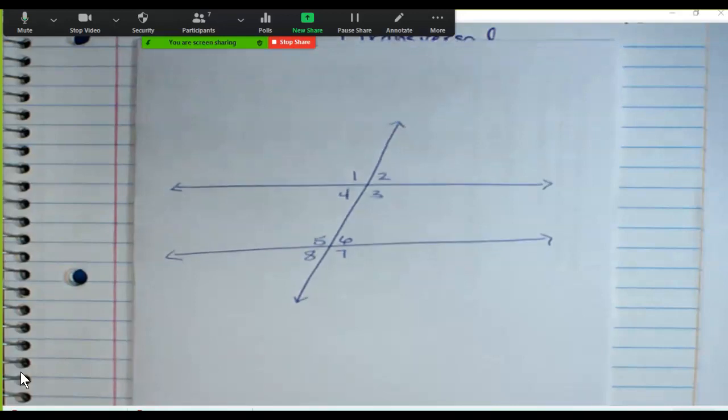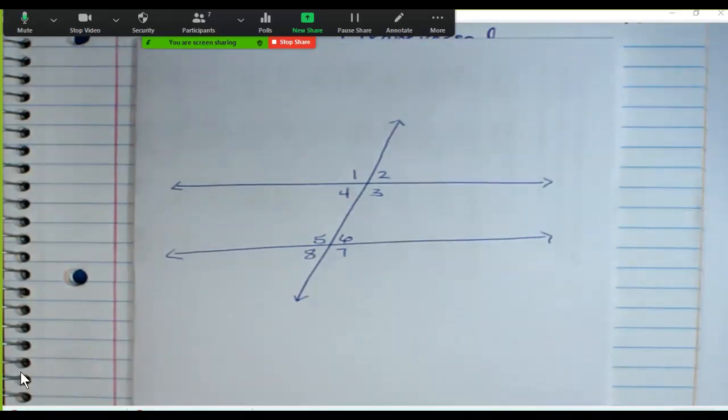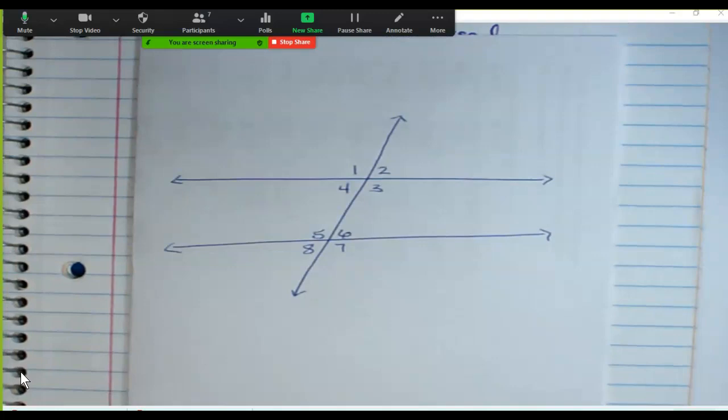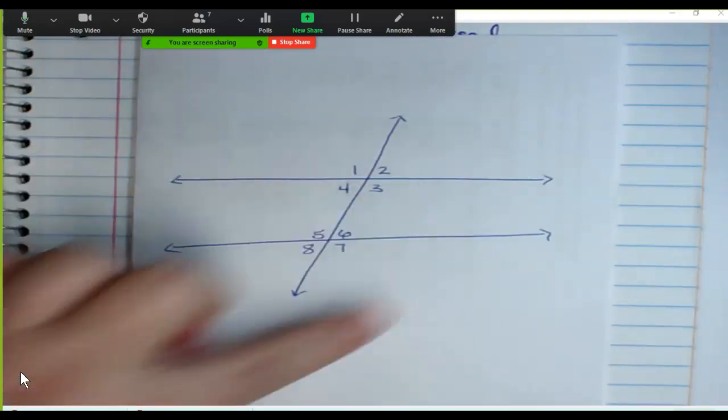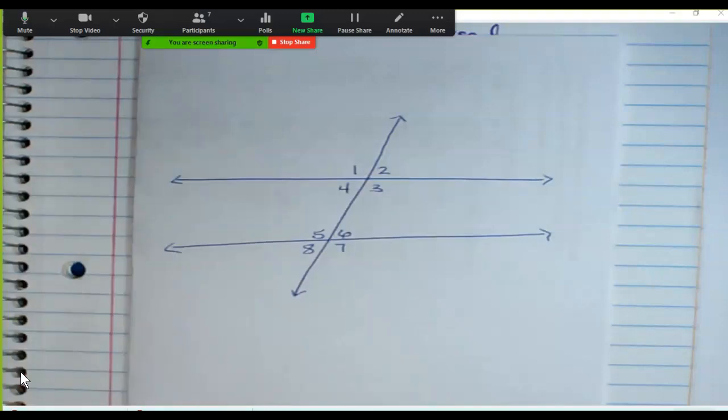Okay. So part of labeling that transversal and those parallel lines, I've labeled them with numbers, is so we could do vocabulary. That could be one way that they ask you. They might ask you, angles 1 and 3 are which type of angles? And you might have vertical, alternate interior, corresponding. So you'd have to pick your answer choice of your vocabulary word.